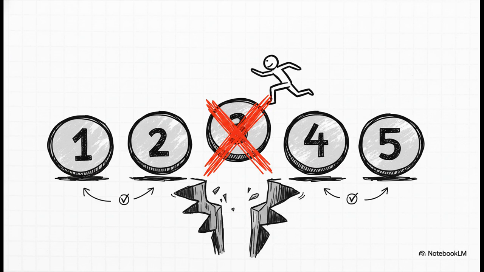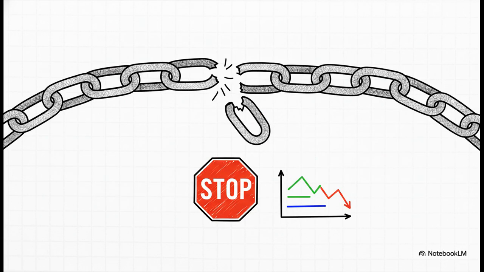The sequence is everything. You can't just jump from step 1 to step 4 because you feel like it. No, each step builds on the one before it. This isn't a buffet where you pick and choose what you like. It's a recipe. A linear, step-by-step process. No exceptions.